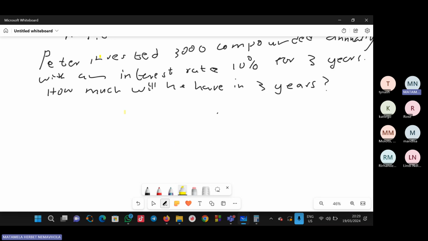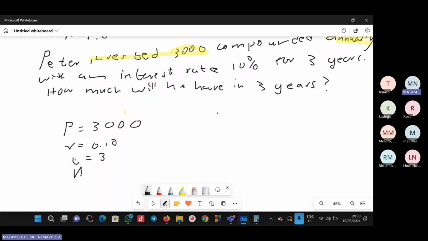It says Peter invested. The moment you see this word invested, the one I just highlighted here, you will know that this is going to be P. So we're going to write P equals 3,000. Compounded annually. When you see compounded annually, that is also important. Annually means 1. We are still going to talk more about that. With an interest rate of 10%. So the interest rate, which is R, is going to be equal to 0.1. And then 3 years is going to be our T, which is equal to 3.